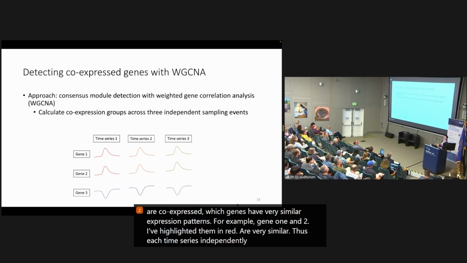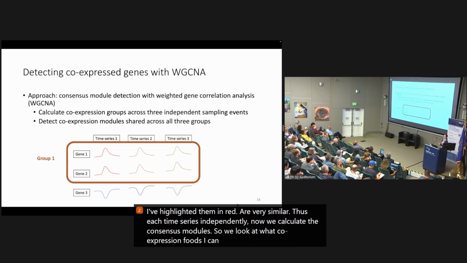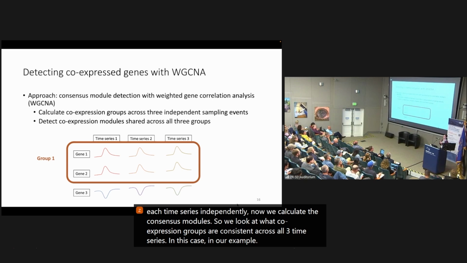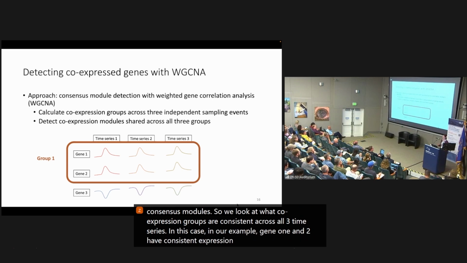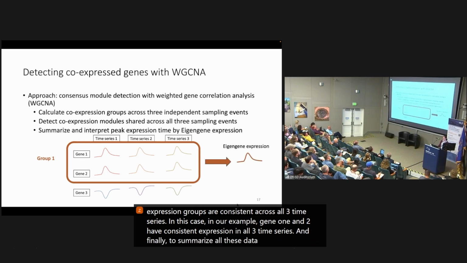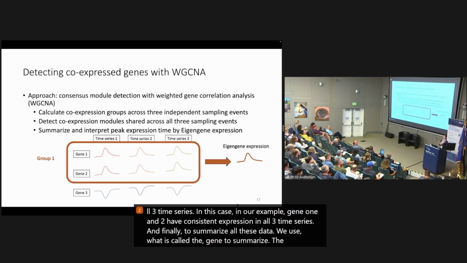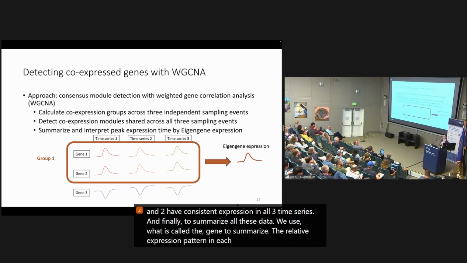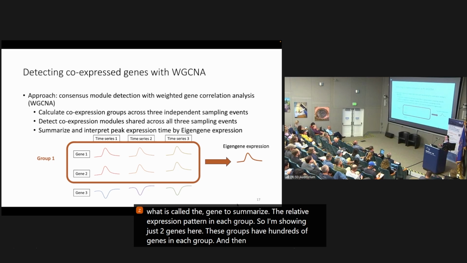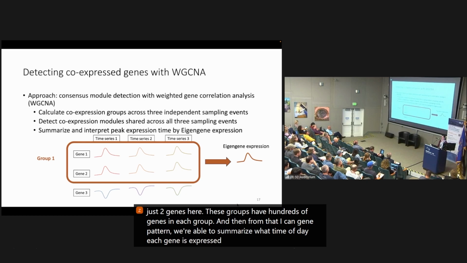Now we calculate the consensus modules. We look at which co-expression groups are consistent across all 3 time series. In our example, genes 1 and 2 have consistent expression in all 3 time series. Finally, to summarize all these data, we use what is called the eigengene to summarize the relative expression pattern in each group. I'm showing just 2 genes here, but these groups have hundreds of genes in each group. From that eigengene pattern, we're able to summarize what time of day each gene is expressed at its maximum.